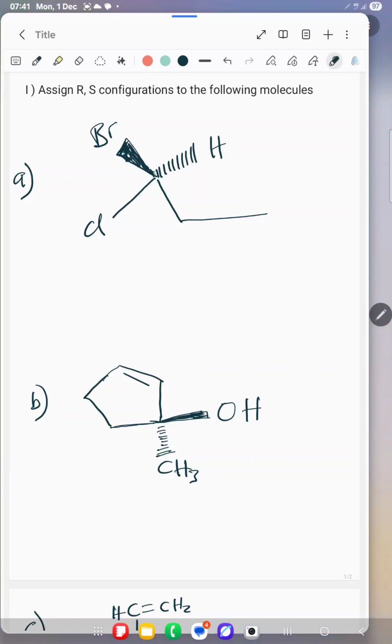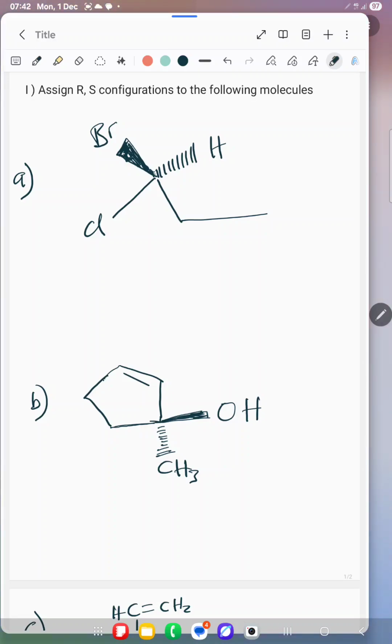Now how do we name or assign the RS configurations to these types of molecules? What we do is assign numbers in descending order, starting with the one that has the greatest atomic mass. So you assign numbers starting with the one that has the greatest atomic mass. That atom or element becomes the most precedent in your assigning.